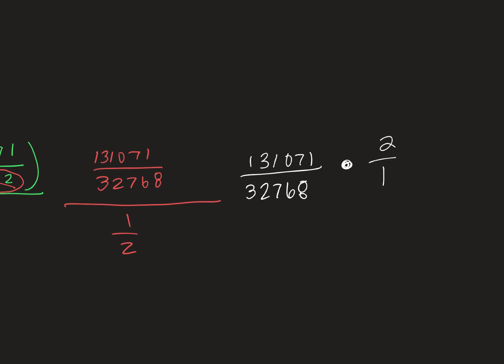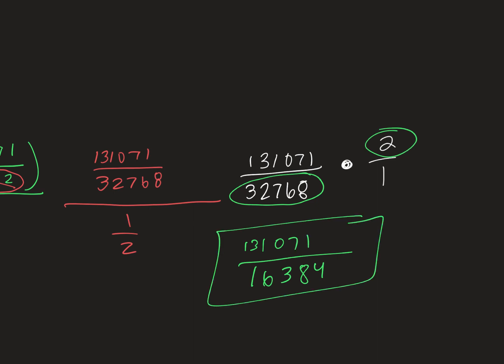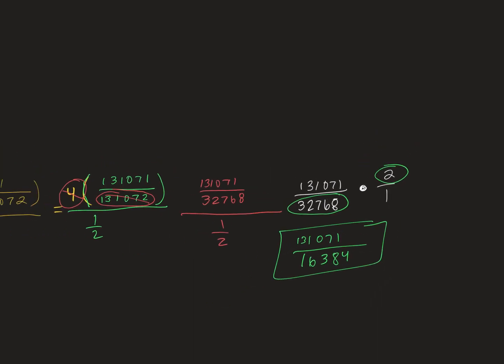Now, if you notice, this number is even, is it not? I bet 2 goes into it. 16384, and then my numerator is 131071. Now, if you did any of that in your calculator, you would get a ridiculously tiny decimal. That's not what we're looking for.